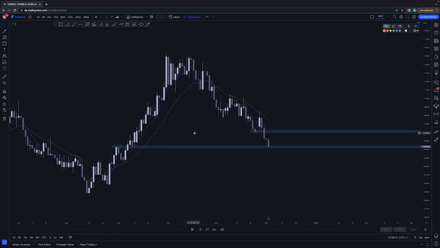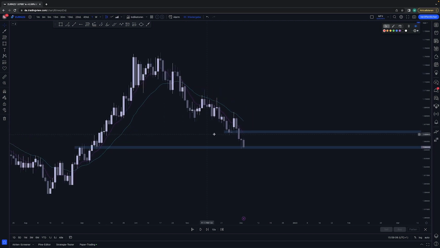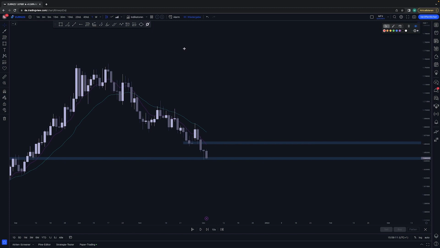So I have here again a clean zone right in here. So now we have here 2 zones that we can look out for, guys. Now the market is on this zone, but that's good because we want the market to come back into this zone, and then we can look out for shorts because the market is in this downwards movement.